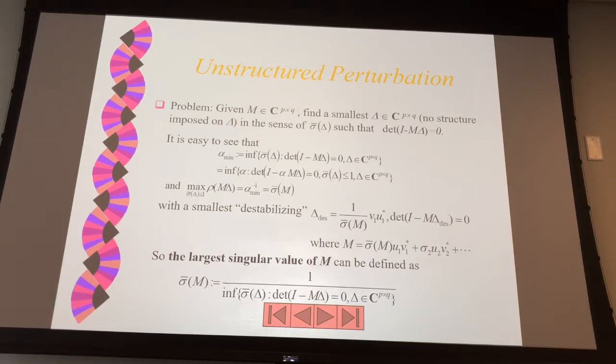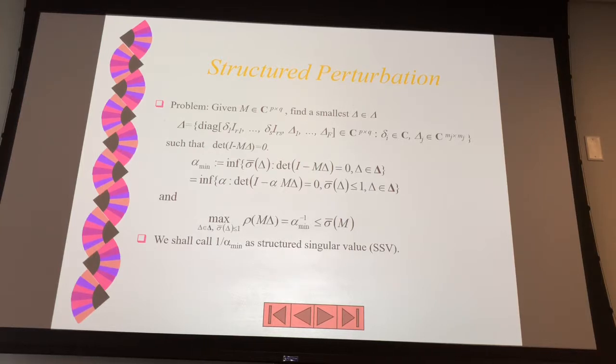So you will see this slide, the structural perturbation, versus the last slide, unstructured perturbation. From symbols, they are almost the same. Almost the same. What's different is this guy. What's this guy? It's called boldface delta. Boldface delta. That's a set. Boldface delta is basically written this way. All the block diagonal entries are scalar versus fully populated ones. And so this one is a complex number delta. And here this is delta, Mj by Mj, small squares.